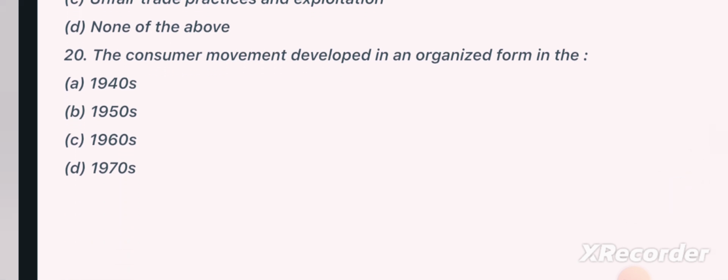The consumer movement in organized form in India started in the: A. 1940s, B. 1950s, C. 1960s, and D. 1970s. I'm sure you must have locked all the options, whichever you find is correct.